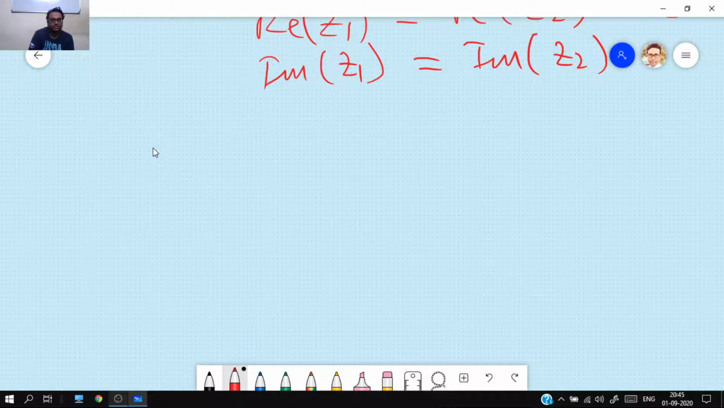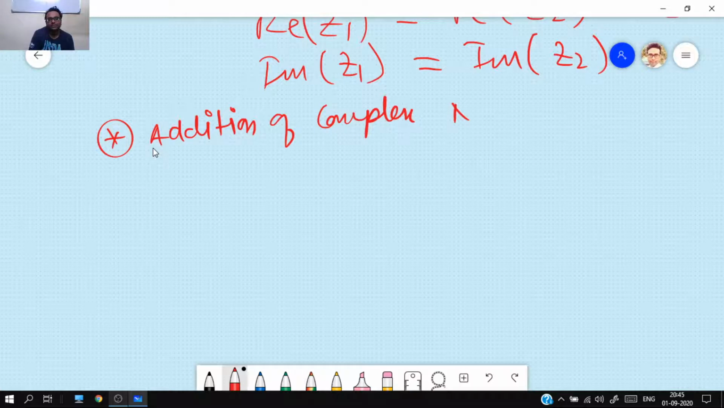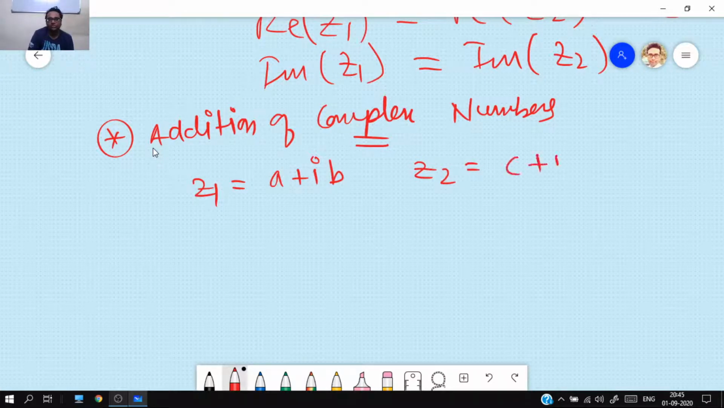The next topic is addition of complex numbers. Suppose we have a complex number z1 that is equal to a plus ib, and we have another complex number z2 that is equal to c plus id.